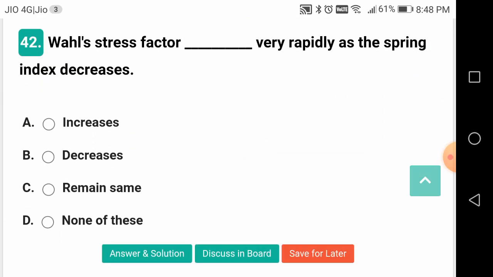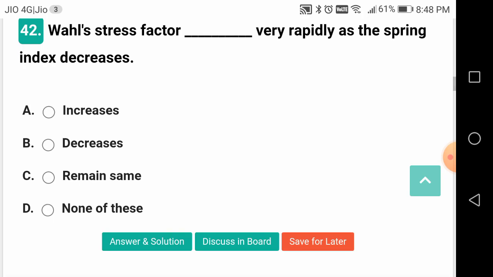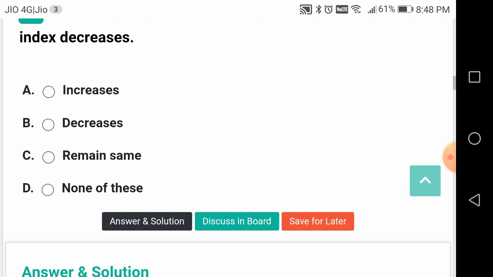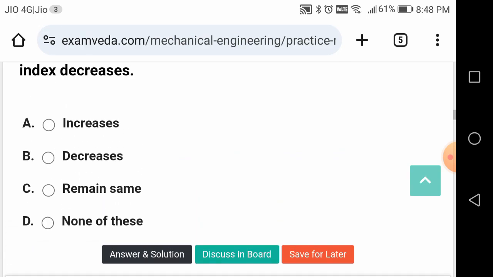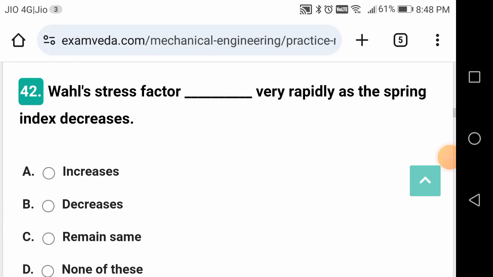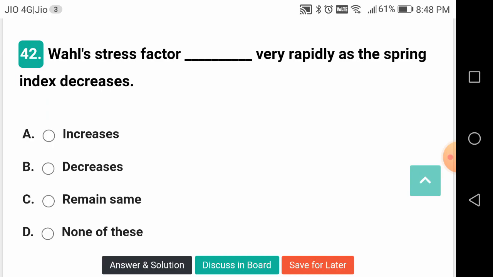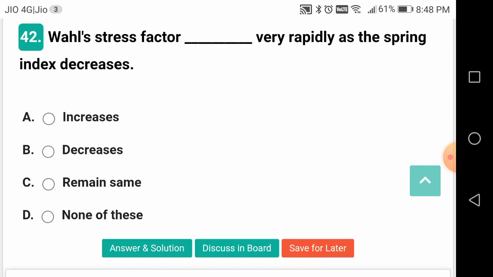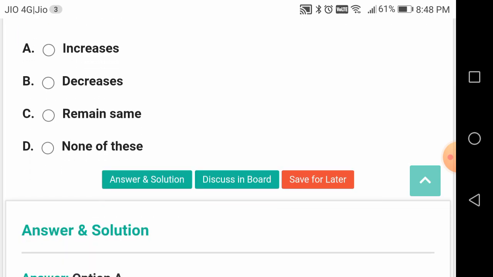Wall stress factor varies very rapidly as the spring index decreases. Wall stress factor is used for springs. What is the wall stress factor? Curvature. It is going to consider the stress induced due to the curvature of the spring. That is wall stress factor.